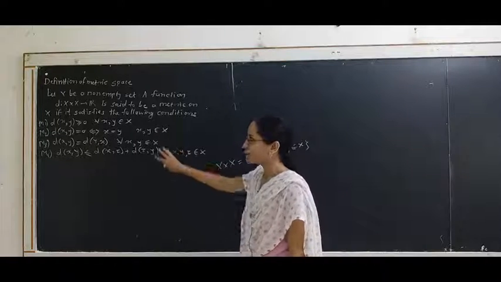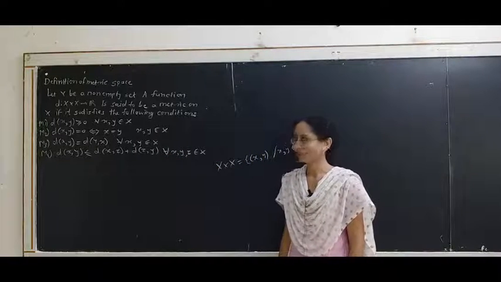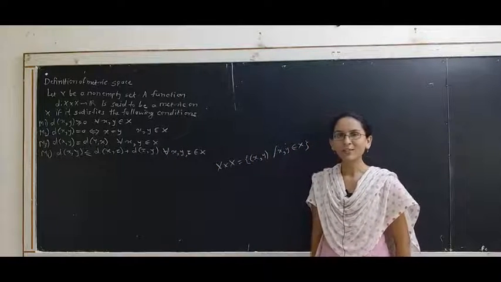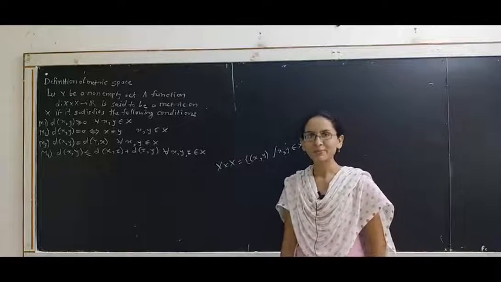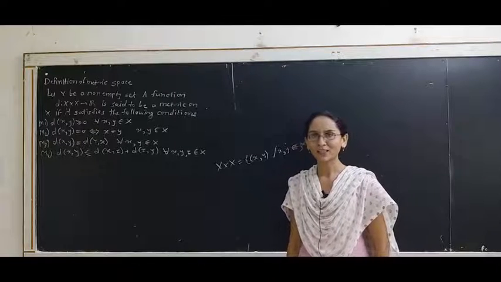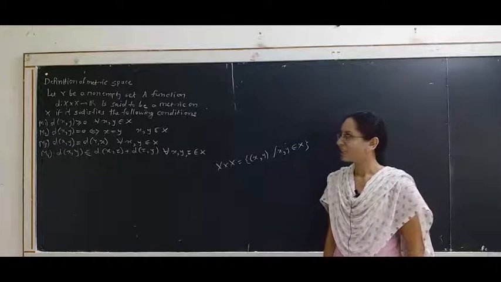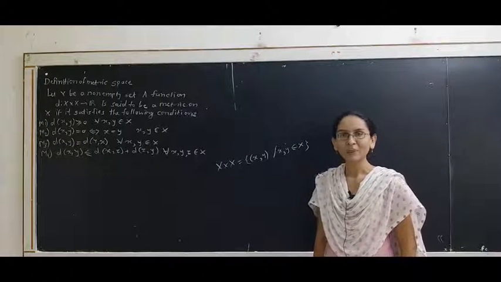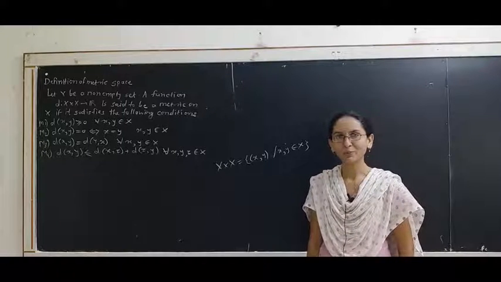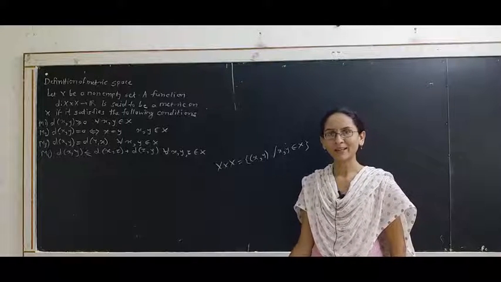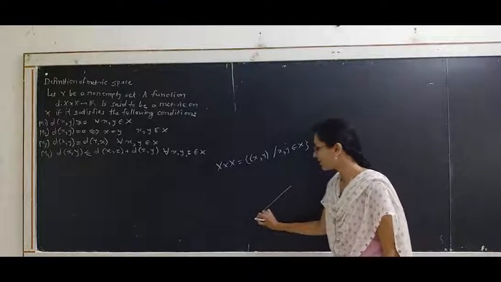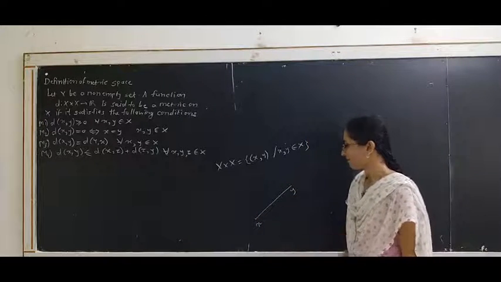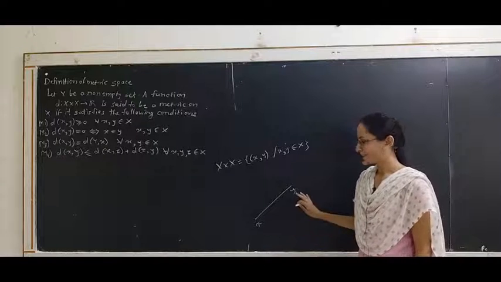Indirectly, we have D as a distance function. Distance is greater than or equal to 0. Secondly, if the distance between 2 points is 0, then those 2 points are the same. Third, the distance of one point to another point is the same as the distance of the second point to the first point.